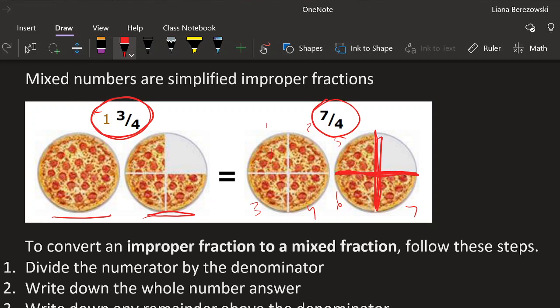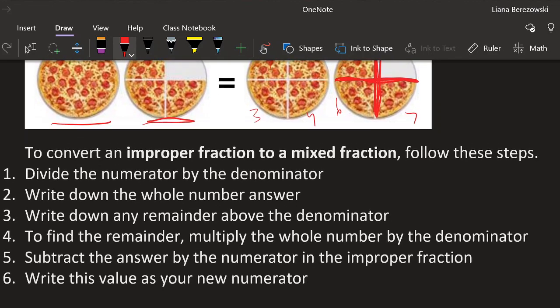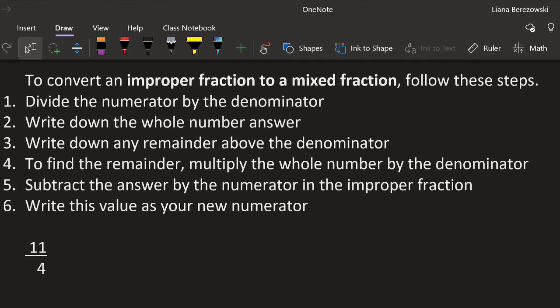The only reason we're really concerned about improper fractions and mixed numbers is for when we want to convert our answers. Like when we were doing those addition problems and we were getting answers with improper fractions, sometimes we want to convert those to mixed numbers, okay? So how are we doing that? To convert an improper fraction to a mixed number, we follow the following steps.